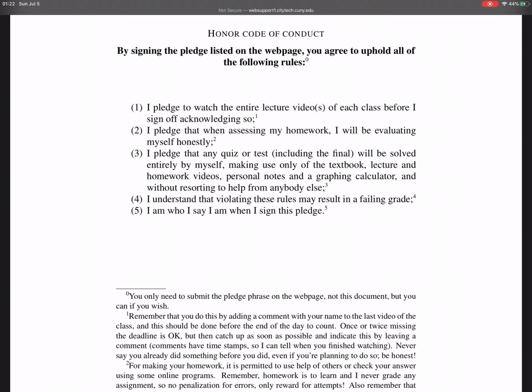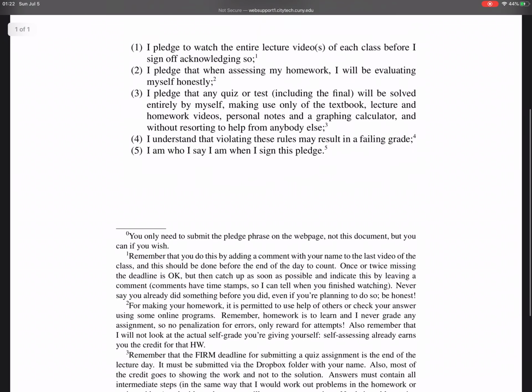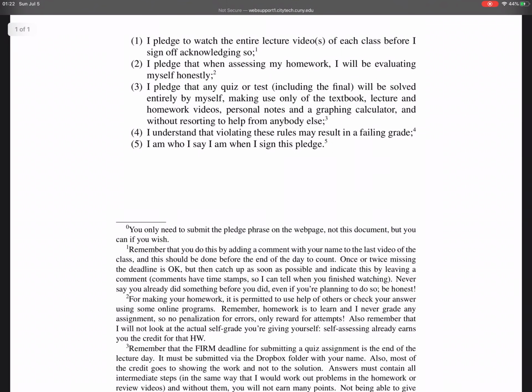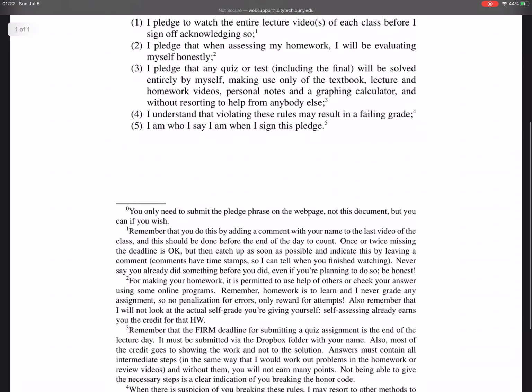Then the fourth rule is, as I said, it's actually not so hard to find out that you violate these rules, and if you do so, I might investigate even more, and I might report you, and this might result in a failing grade or even dismissal. This is considered by the university a serious offense.